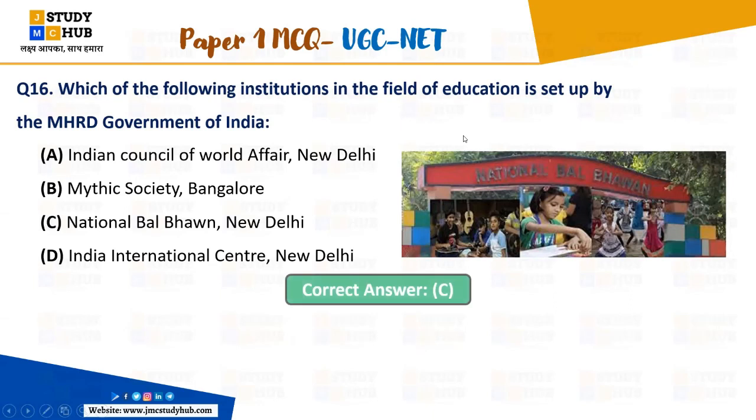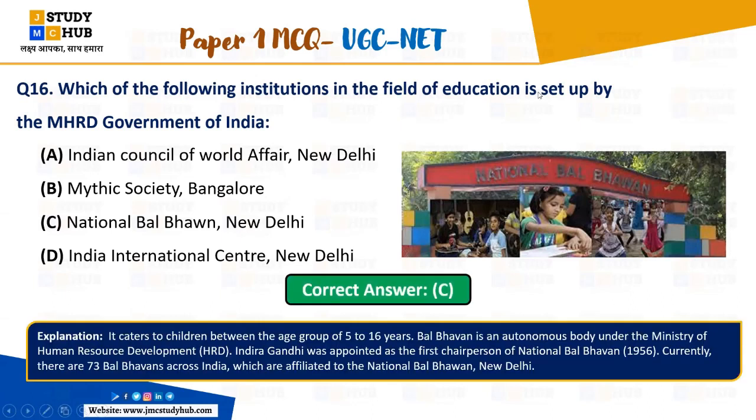That is National Bal Bhavan, right? National Bal Bhavan is located in New Delhi, and it was founded in the year 1956, right? And the first chairperson was Indira Gandhi. So additional information is given here.